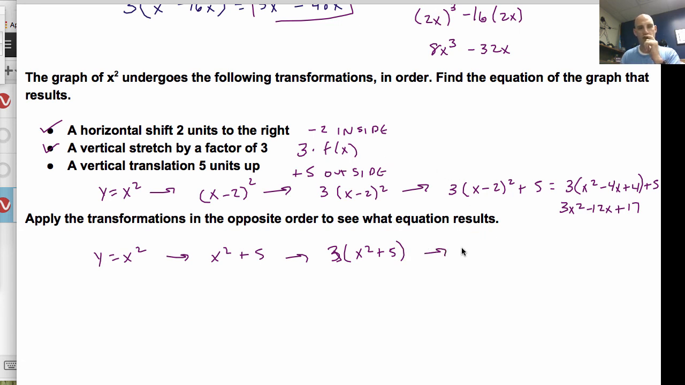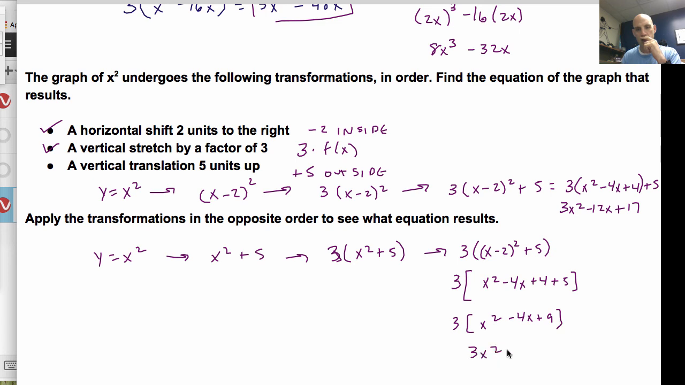And a horizontal shift 2 units to the right would still be inside the parentheses, not these parentheses, but inside the little parent function here. So 3 times x minus 2 squared plus 5. So let's see what happens. Literally 3 times, and this would be x squared minus 4x plus 4 plus 5. So this would be 3 times x squared minus 4x plus 9. So it's going to be 3x squared minus 12x plus 27.